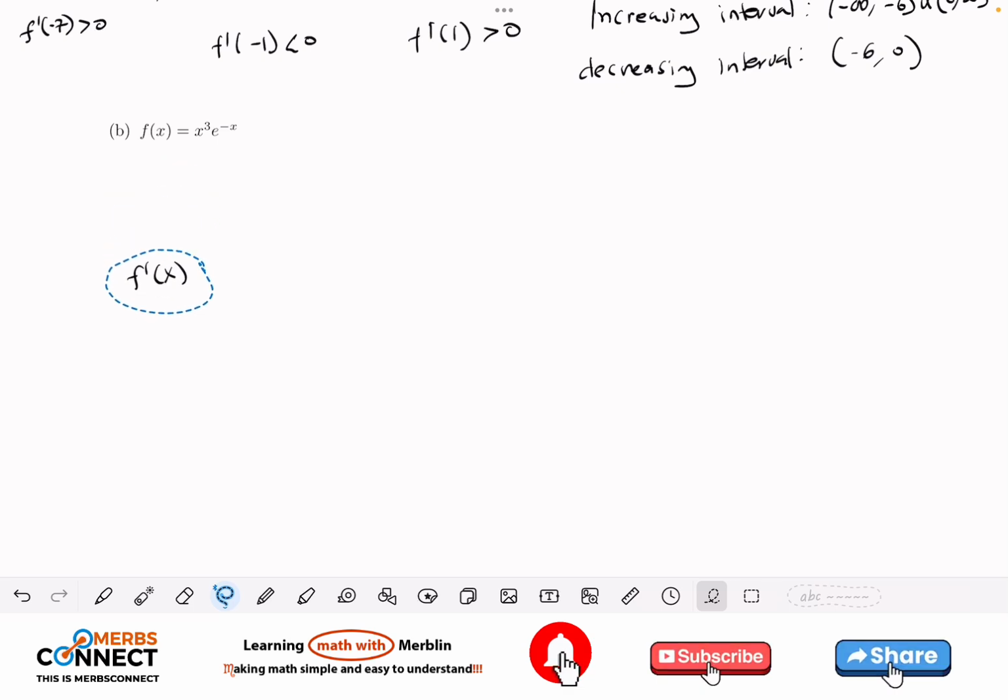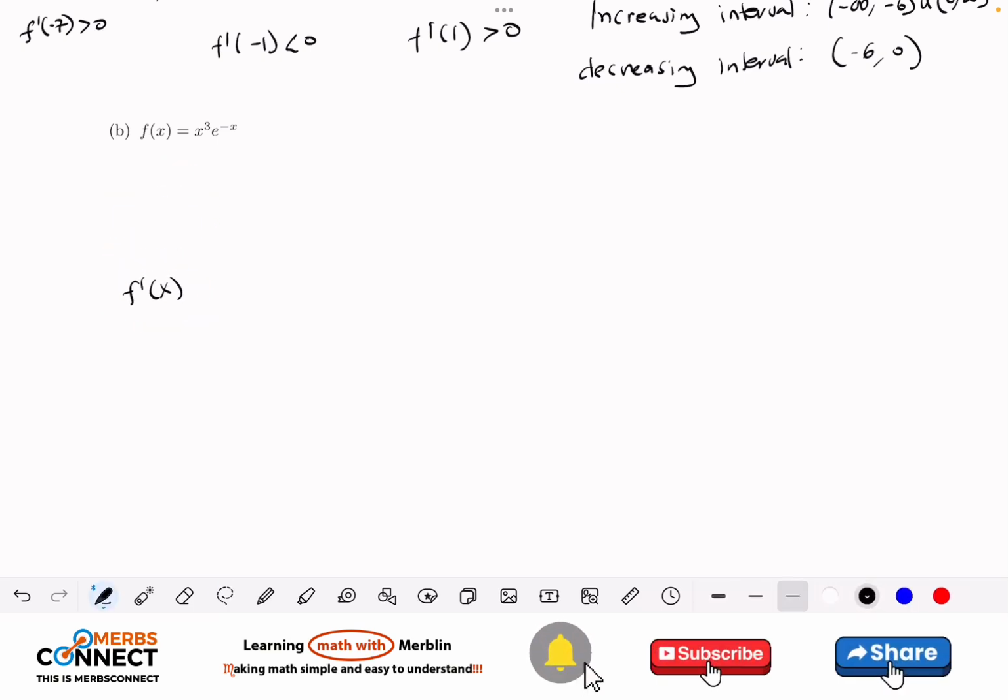The product rule: if you know how to do it straight, you do it straight. If you don't know how to do it straight, then you need to pick your A and B. So I'll do it straight. When I do it straight first, I'm going to maintain e to the power -x and differentiate this. Okay, let me choose A and B. So A is equal to x to the power 3, B is equal to e to the power -x.